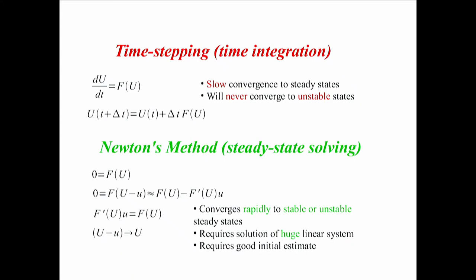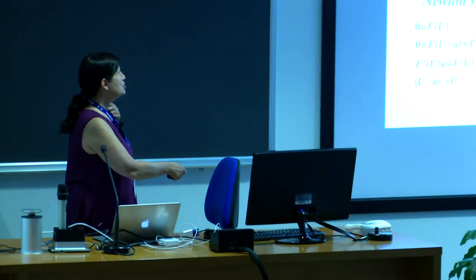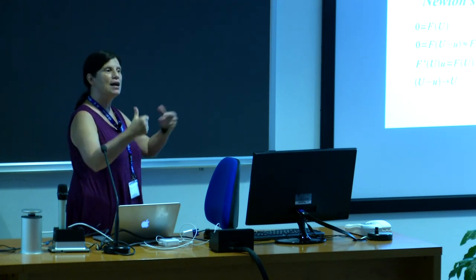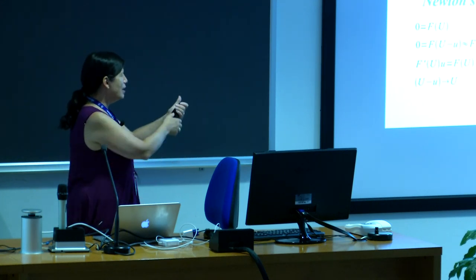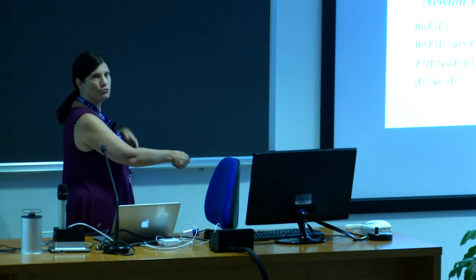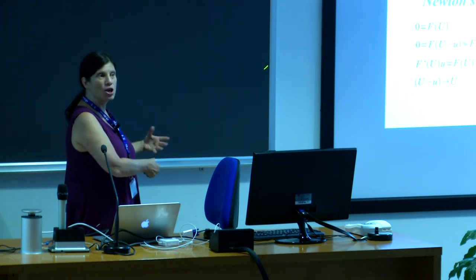The U is a vector. It's a very long vector that describes the entire velocity field everywhere. F prime of U is a Jacobian, which is number of points by number of points. It could be, I don't know, a 10,000 by 10,000 matrix. You cannot actually solve this. You have to use special numerical linear algebra to use this.